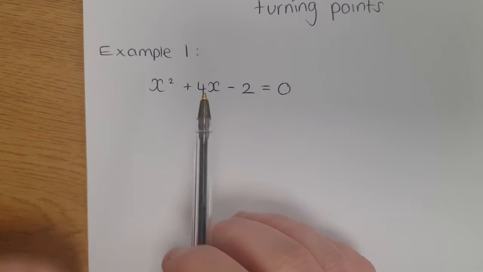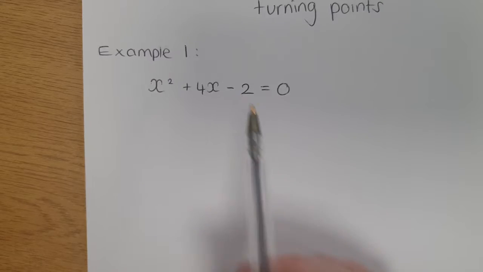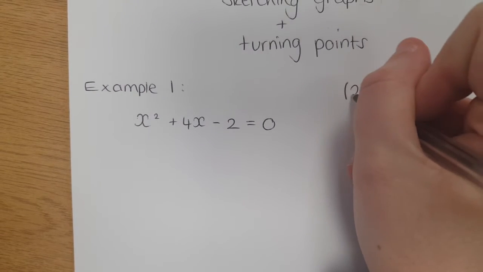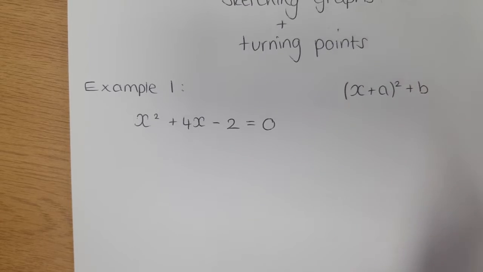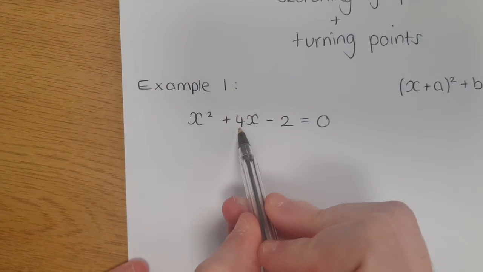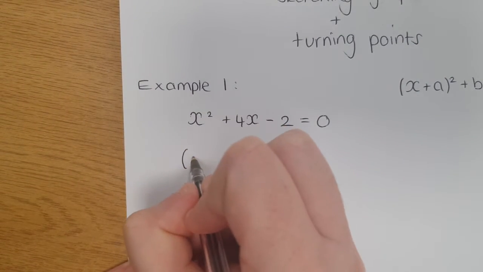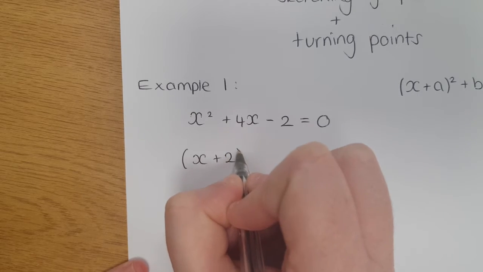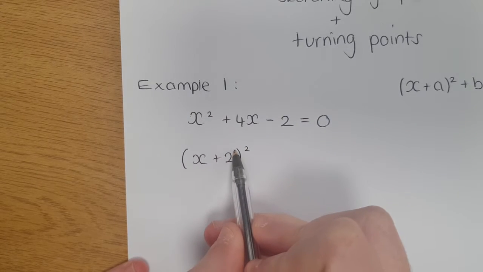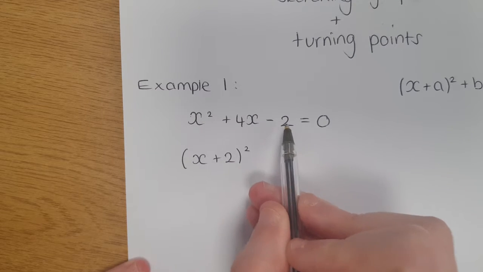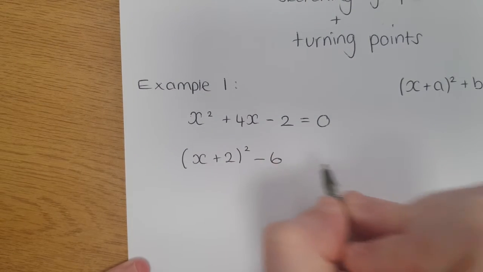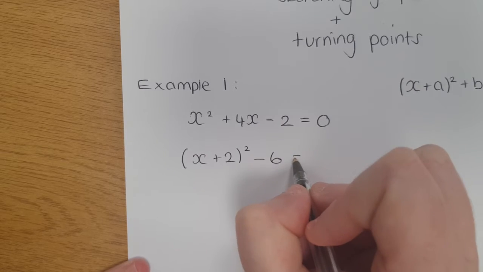So remember, if you've got a quadratic first of all in this format, completing the square is when you're going to write something in the form x plus a all squared plus b. So first thing you're going to do is you're going to half the middle term. So half of 4 is 2. That makes it x plus 2 all squared. You square the end term, so 2 squared is going to give me 4. Instead of 4, we want minus 2, so I need to subtract a total of 6.